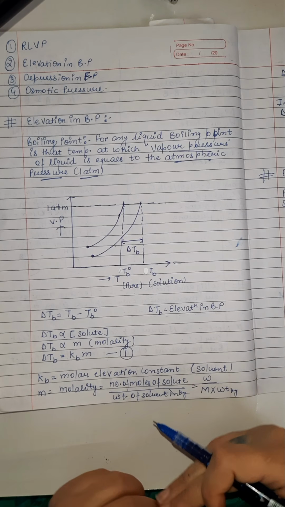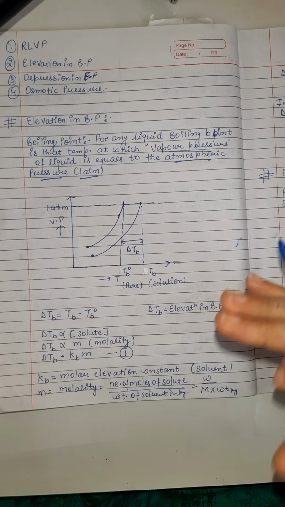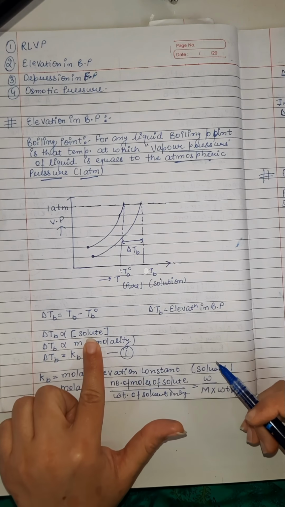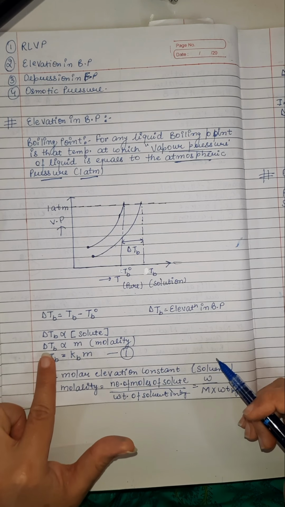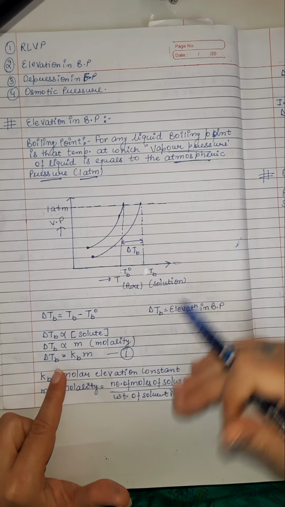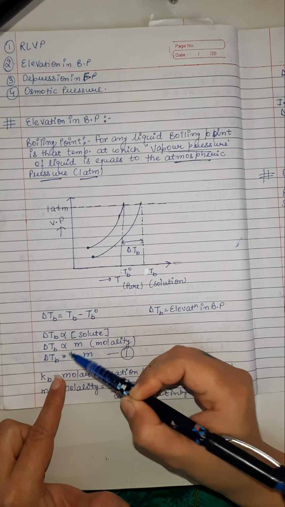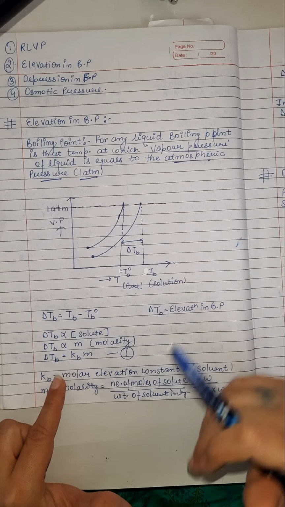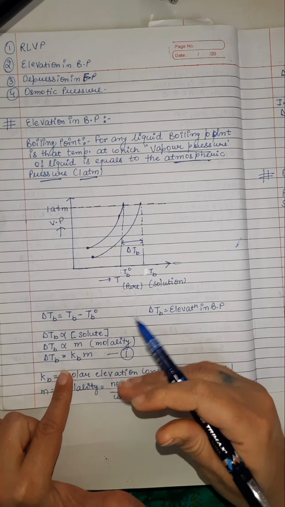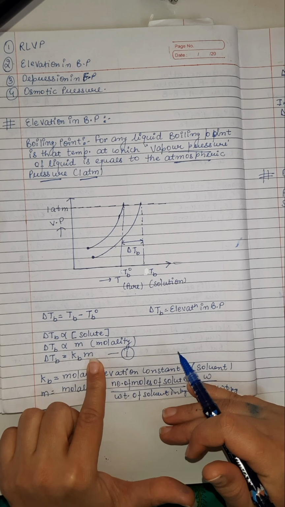Now as you know, delta TB or elevation in boiling point is a colligative property, and colligative property is that property which depends upon the quantity of solute or concentration of solute. Then we can write delta TB is directly proportional to molality. Why molality? Because it is a concentration term, and here we have to take that concentration term which is temperature independent. Now if I remove this proportionality sign, then what will come? Constant. So delta TB is equal to Kb into m, or molality.